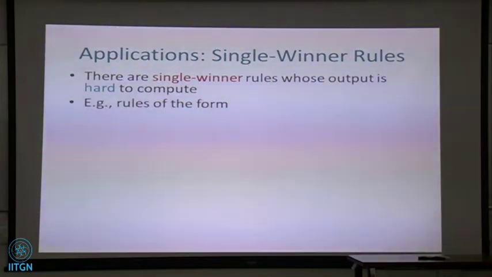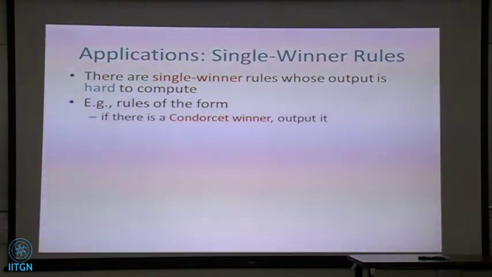Well, okay. There are rules of the form that say, if there is a Condorcet winner, output it. If there is no Condorcet winner, do something complicated. The Dodgson rule is like that. If there is a Condorcet winner, we can output just that. If there is no Condorcet winner, we have to compute the Dodgson scores based on swap distances.